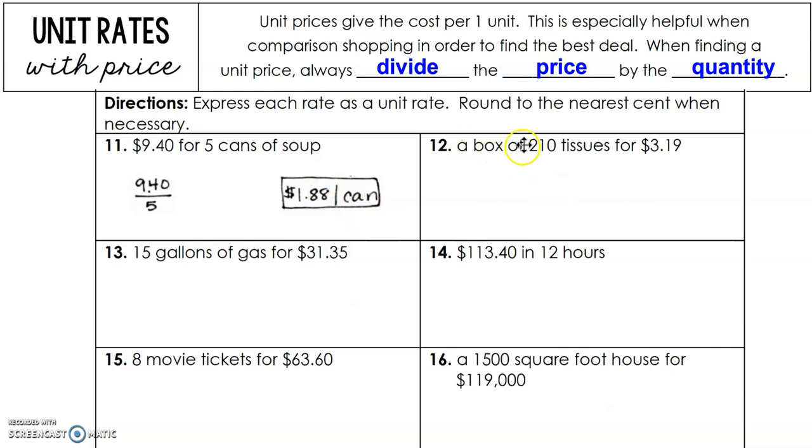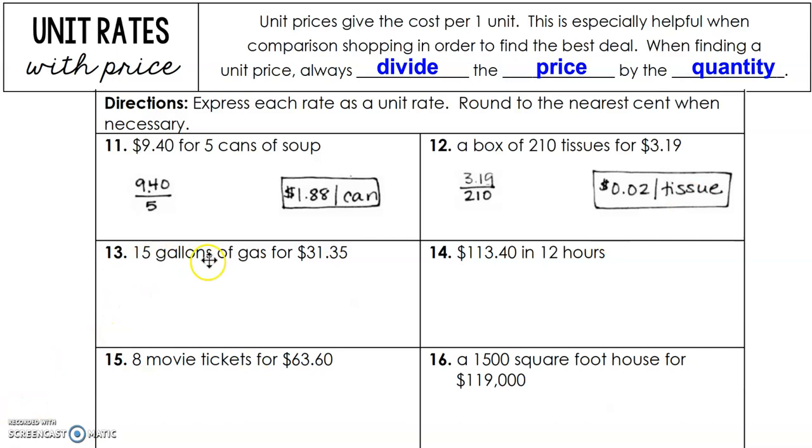We have a box of 210 tissues for $3.19. Even though the money is listed second, if we're trying to find the unit price, the price always goes on top. So $3.19 is our numerator, divided by 210 tissues. So the cost per tissue, when we divide $3.19 by 210, is about 2 pennies per tissue.